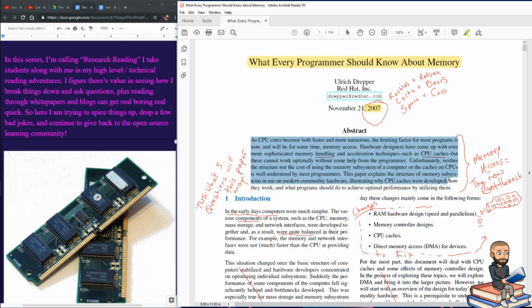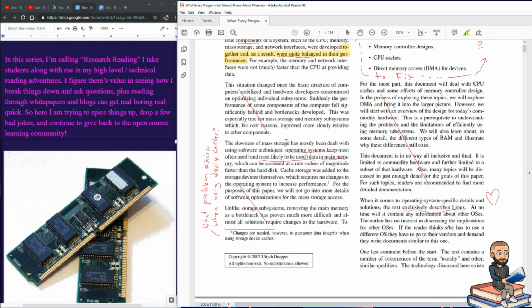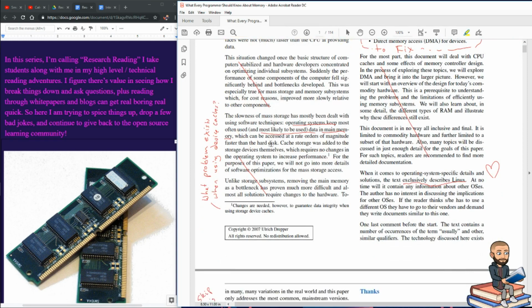So to summarize this first paragraph, the abstract, that is the most important of all paragraphs, basically memory, accessing RAM, is the new biggest bottleneck in a computer system. First sentence of the introduction reads, in the early days, computers were much simpler. The various components of a system, such as the CPU, memory, mass storage, and network interfaces, were developed together, and as a result were quite balanced in their performance. But now we're getting into an age of specialization, and some things progress faster than others.